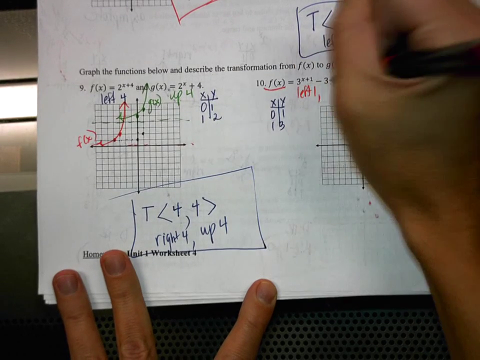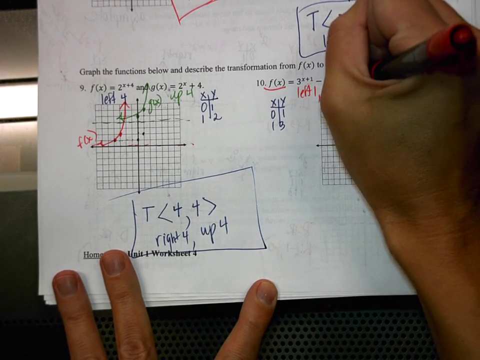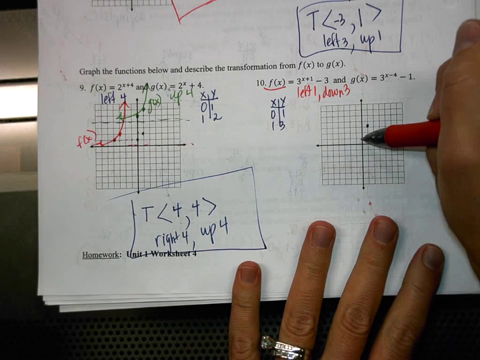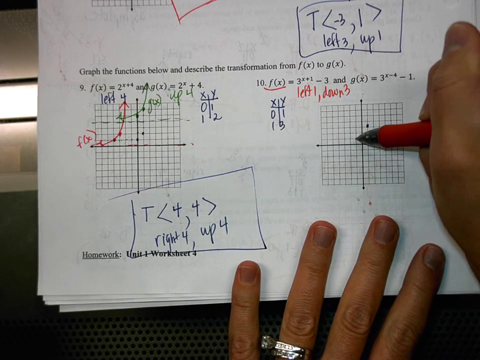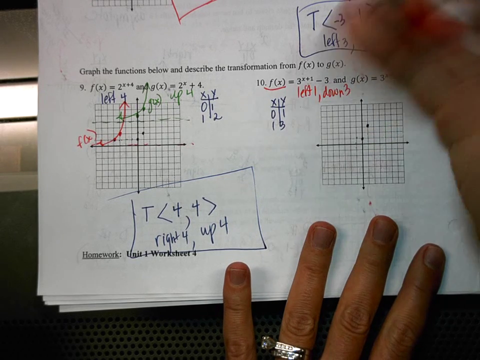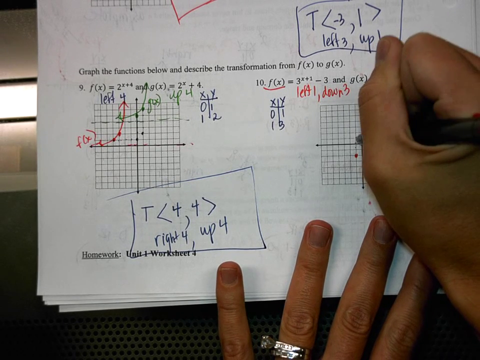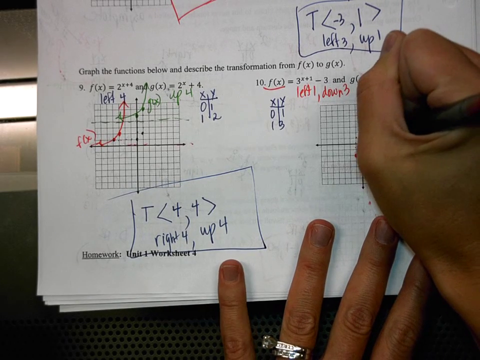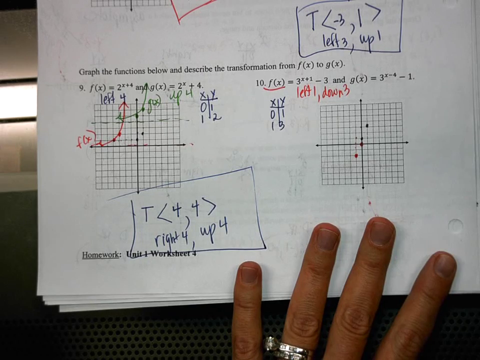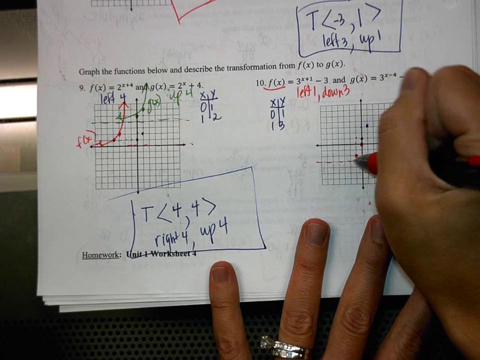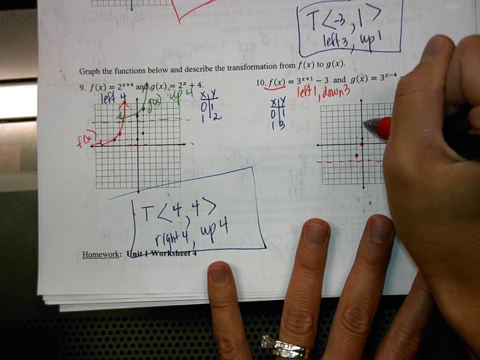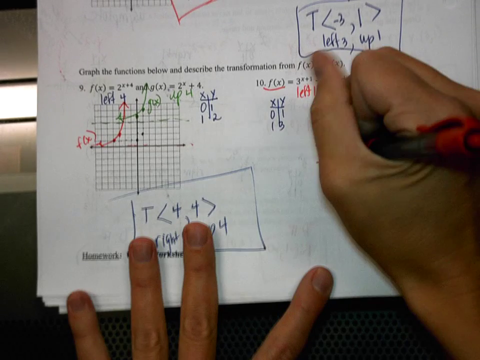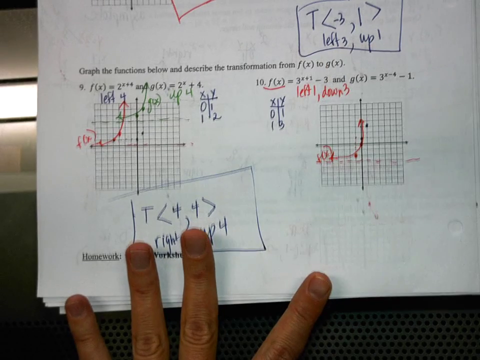Good. Okay, so from this point, we're going to go left 1, down 1, 2, 3. Okay, from this point, left 1, down 1, 2, 3. Where is my asymptote at? Good. So I'm just going to draw that to remind myself that this graph does not cross it. And we have that one. So that is f of x, and again, we should label that f of x. Okay, now we go to g of x. I'm going to do this one in green.